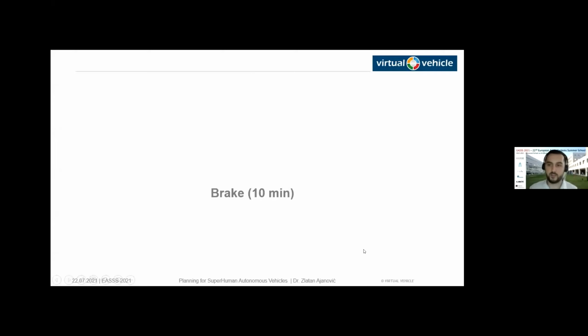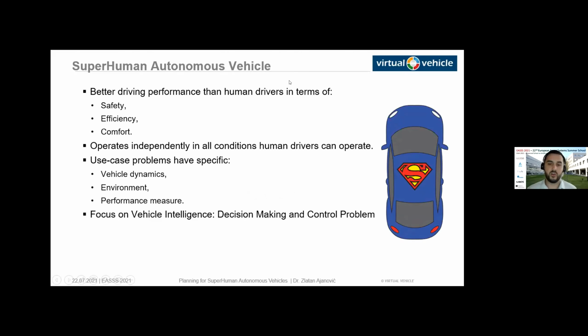So let's start. Now that we are finished with the boring part in theory, we can go to more interesting parts of this talk. The goal, as we said in the title and in the beginning, is to develop superhuman autonomous vehicles. By superhuman autonomous vehicle, in a vague sense, I mean a vehicle which has a better driving performance than human drivers in terms of safety, efficiency, and comfort.